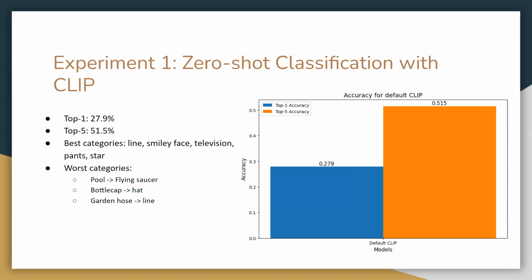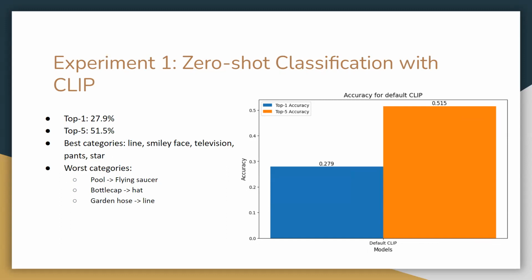The first experiment we ran was zero-shot classification with CLIP. We ran CLIP over images from 100 different categories, and we calculated both the top 1 and top 5 accuracies, as shown in this bar plot. It turned out that CLIP did a mediocre job in classifying doodle images, with a top 1 accuracy of 27.9% and a top 5 accuracy of 51.5%.